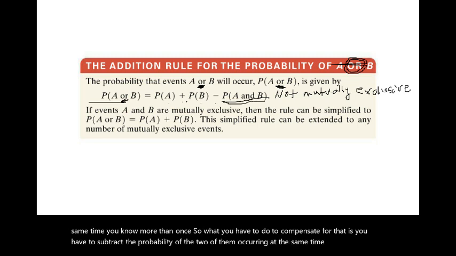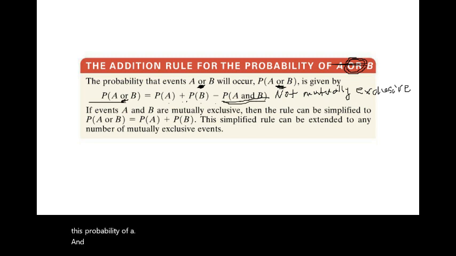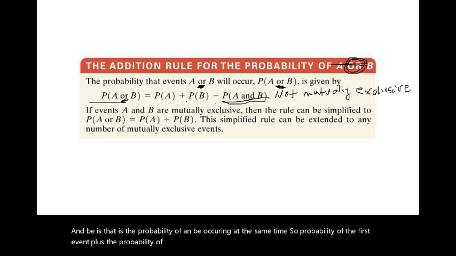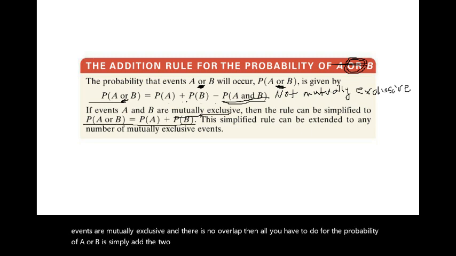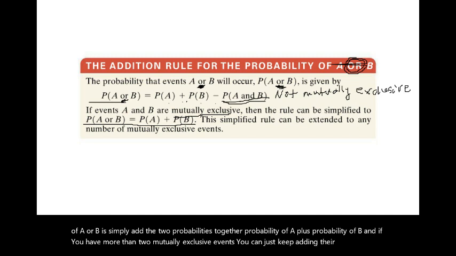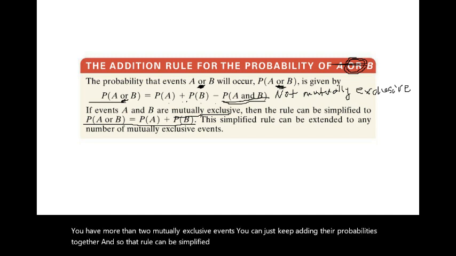That's what this probability of A and B is. That is the probability of A and B occurring at the same time. So it's the probability of the first event plus the probability of the second event minus the probability of the overlap. Now, if the two events are mutually exclusive and there is no overlap, then all you have to do for the probability of A or B is simply add the two probabilities together, probability of A plus probability of B. And if you have more than two mutually exclusive events, you can just keep adding their probabilities together. And so that rule can be extended to any number of mutually exclusive events.